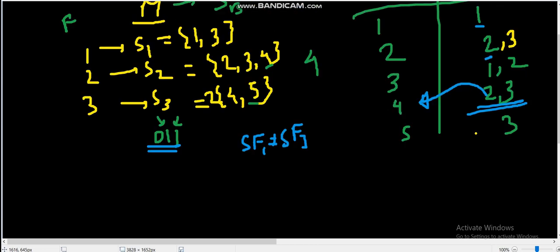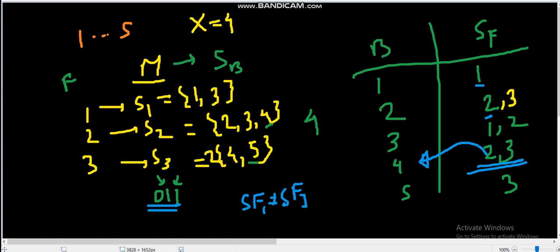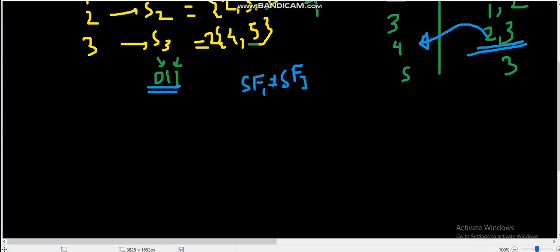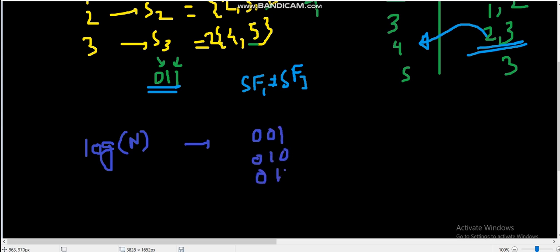Now the problem becomes that we have to split n bottles to unique sets. Now for this we can solve it in log n. Why? How can we solve this problem in log of n? Because we can consider the binary representation of any number. So let's consider the binary representation of the first five numbers: 001, 010, 011, 100, and 101.